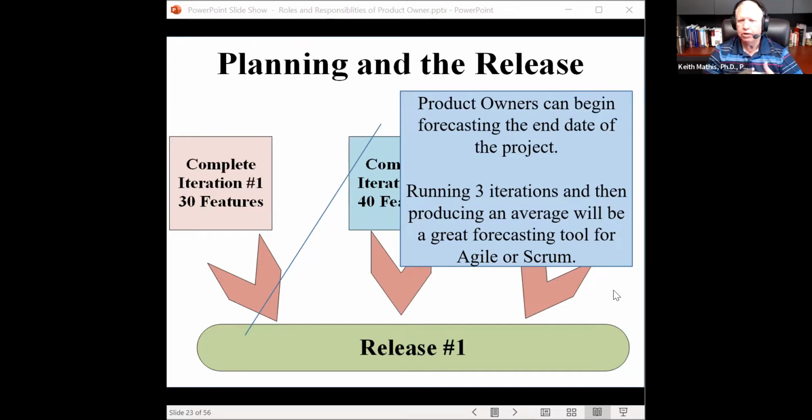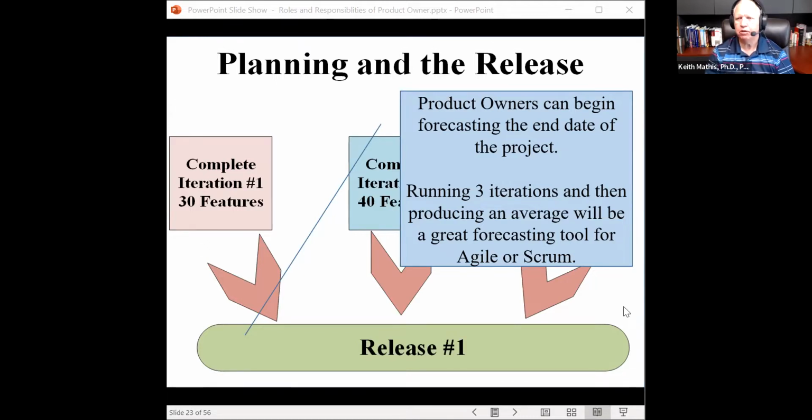And so, running 3 iterations, almost any of the material that you look at today will come back to this same thing: if you run 3 iterations, that produces an average number of story points or user stories or features that you're doing, you will then be able to start giving management at least a range of when you think something will happen.